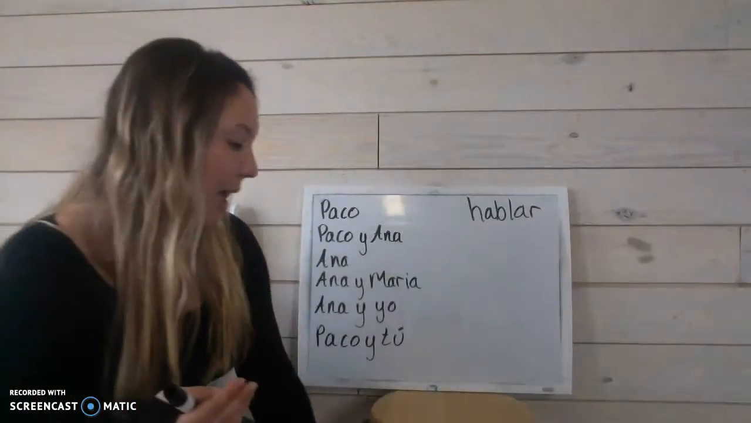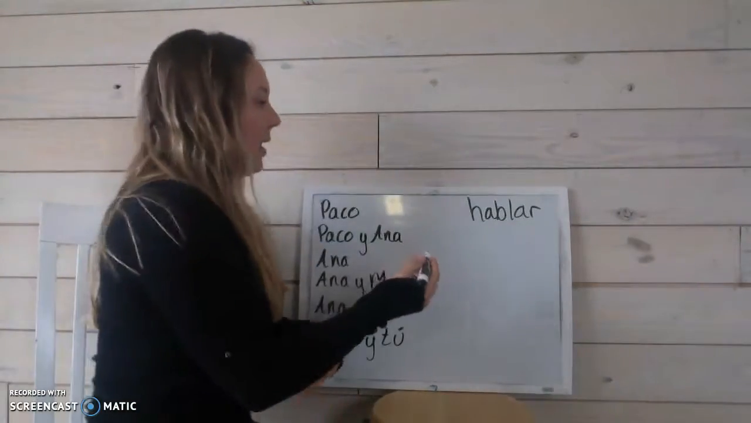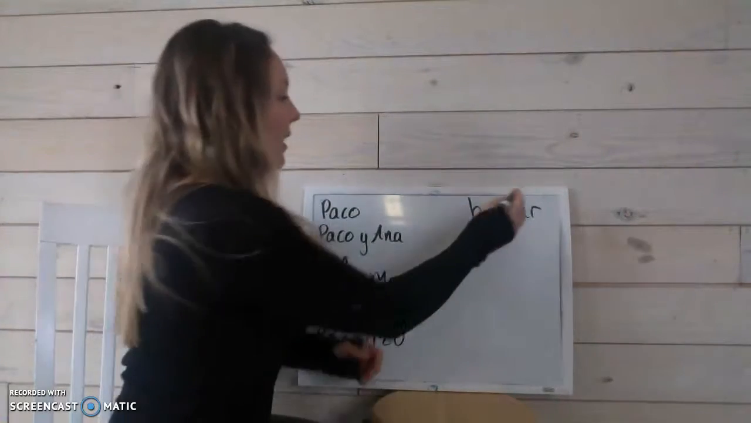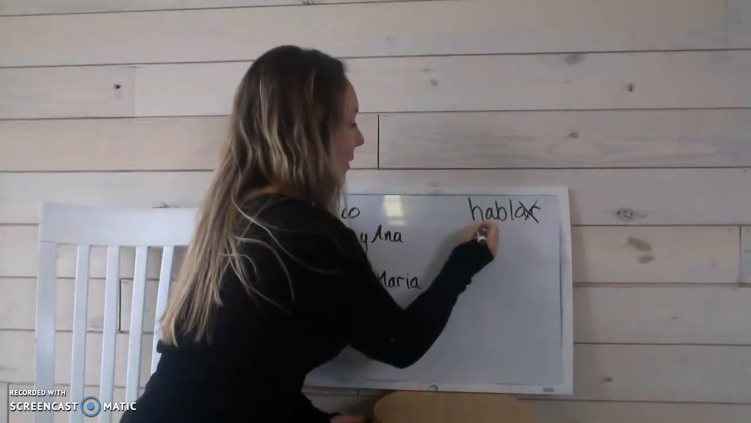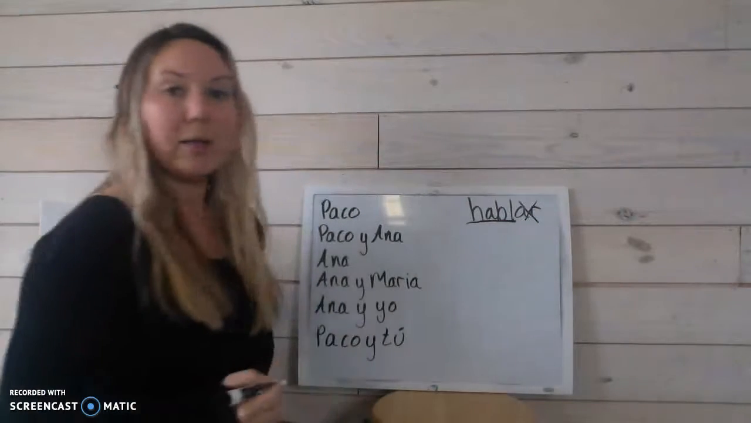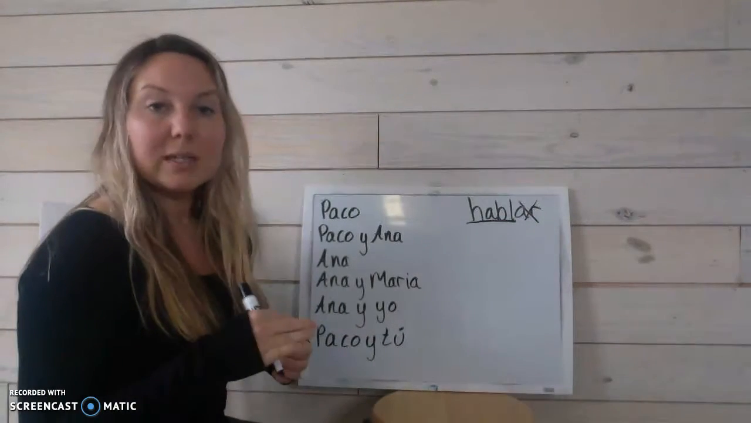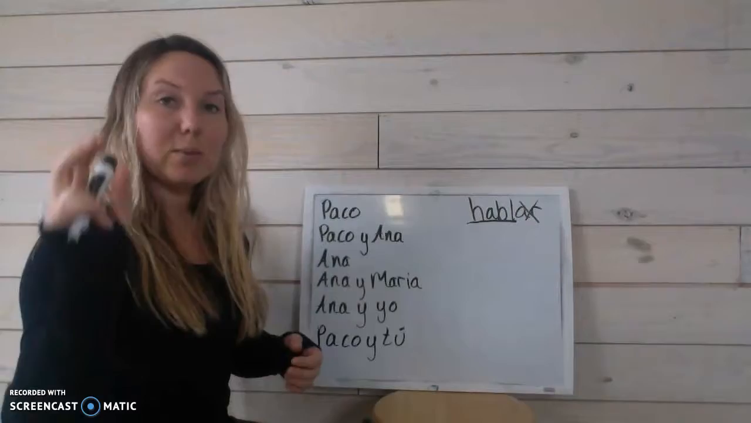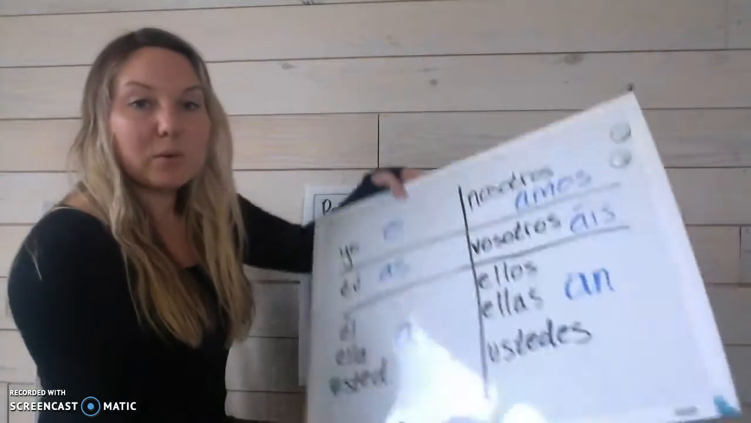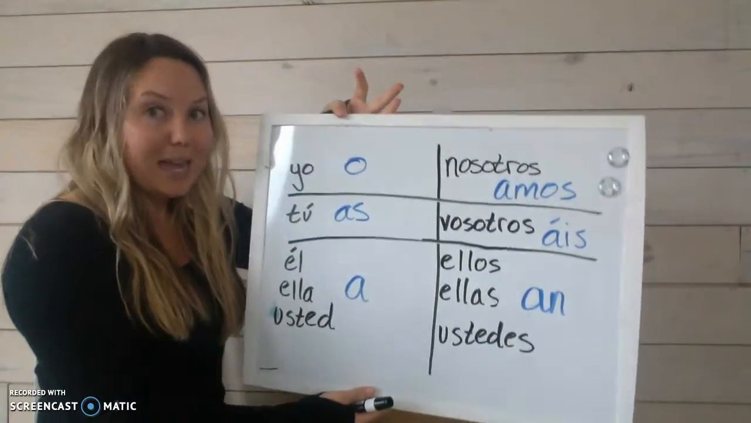So let's take a look at hablar, to talk or to speak. If we drop our AR, we're left with HABL. That is your stem. So anytime you have to conjugate a verb, you're going to get rid of those last two letters and then replace it with one of your verb endings.